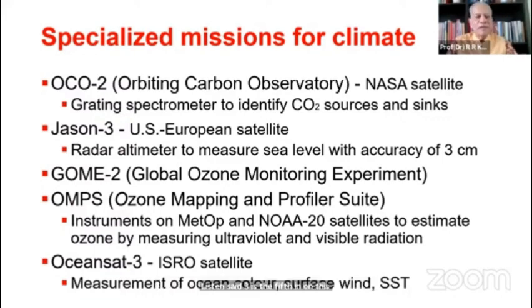It's an ISRO satellite, which is in operation. This has 3 instruments on board. One is for measurement of ocean color. The other is for measurement of surface wind over the ocean. And the third for the sea surface temperature. So these are some of the climate application satellites which are operational right now.